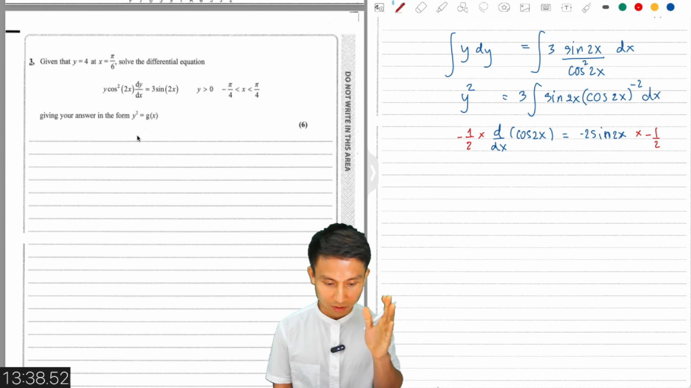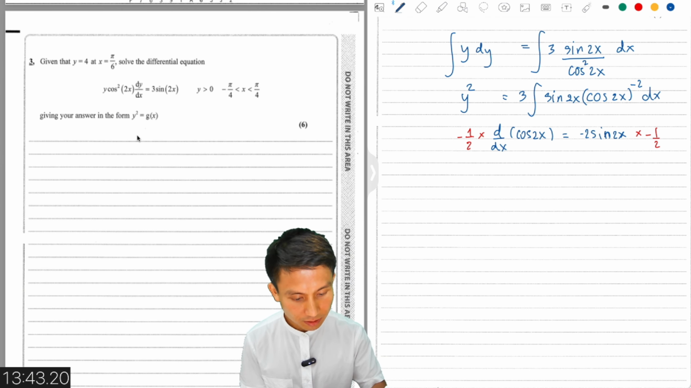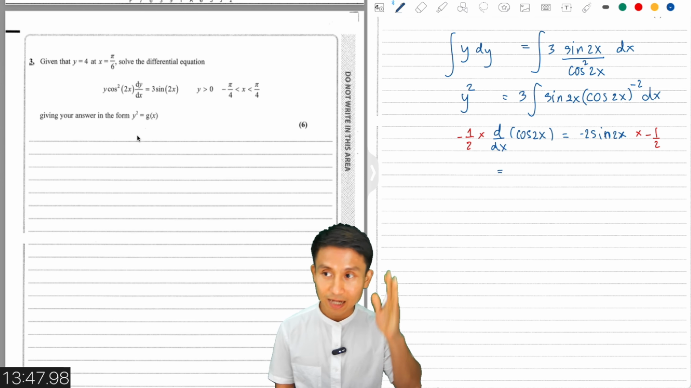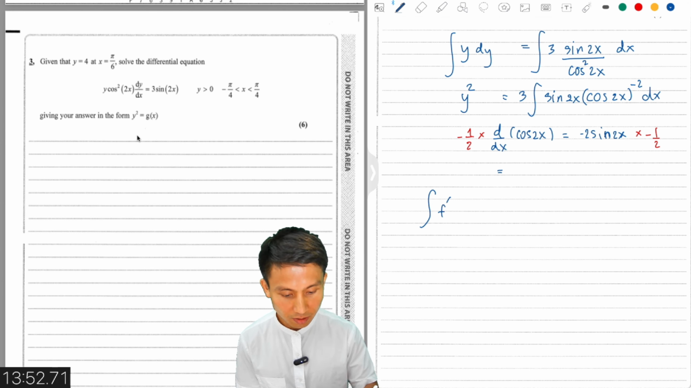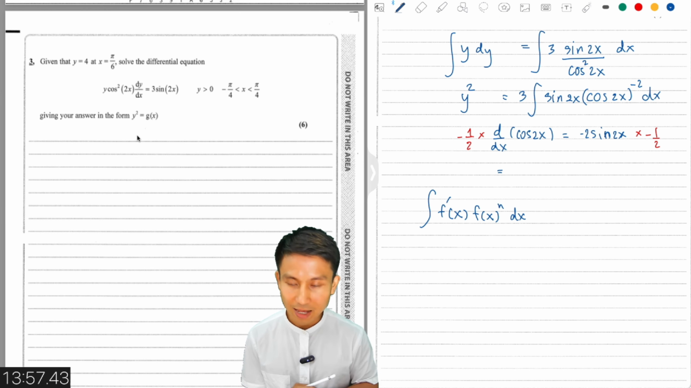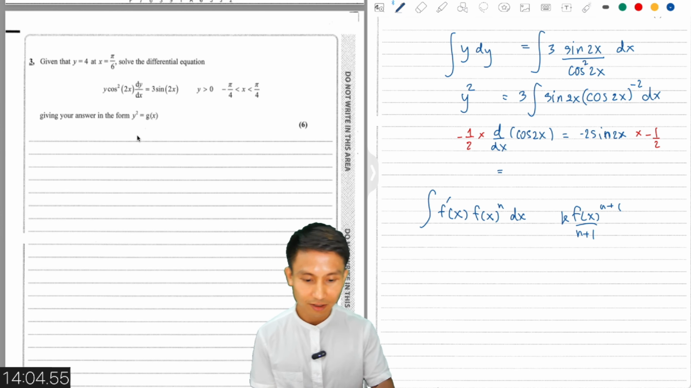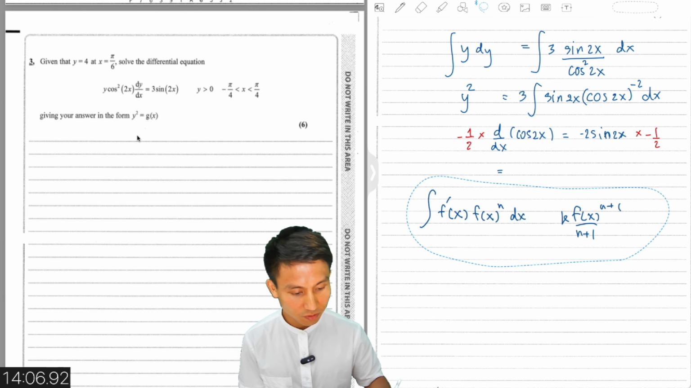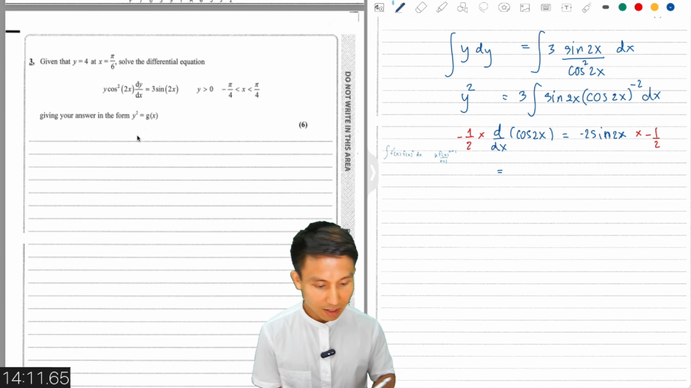I'm not doing anything with the 3 there. So that means this guy will be our correction factor after integration. We're going to use that reverse chain rule formula. If you see on the side you have the derivative of f(x) and then f(x) to the power of n, you're going to get f(x) to the power of n plus 1 over n plus 1, with the correction factor there. So I'm going to keep this formula for you somewhere around here, and then we're going to use it.